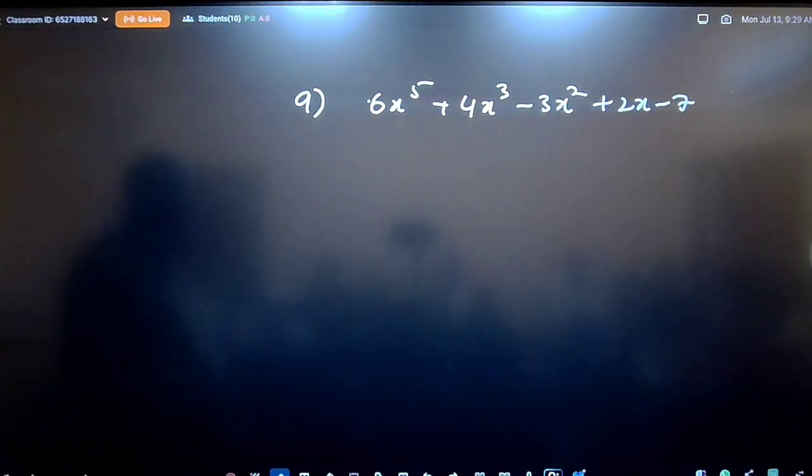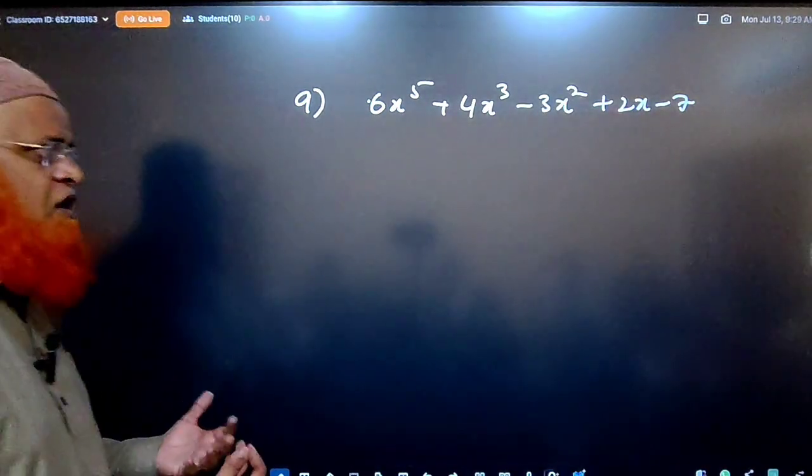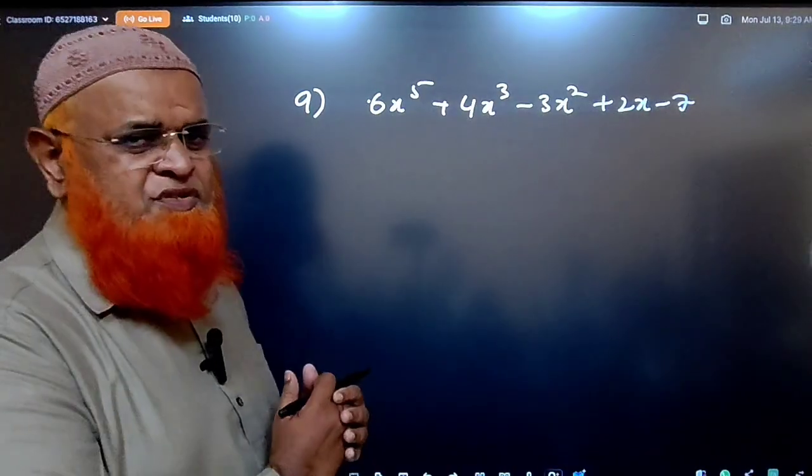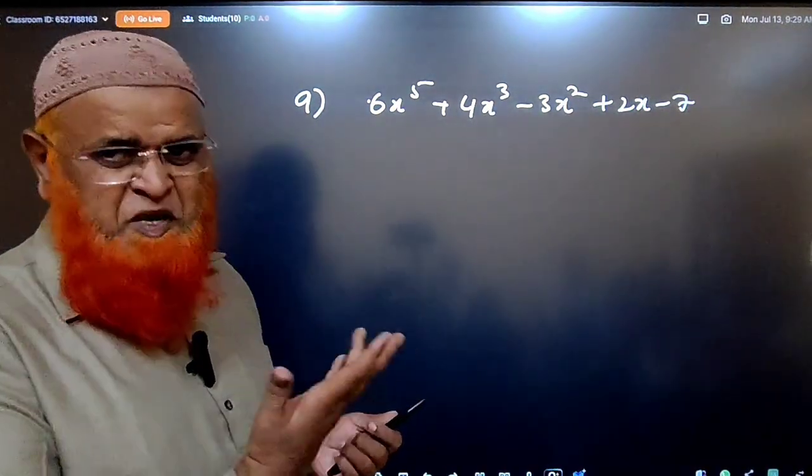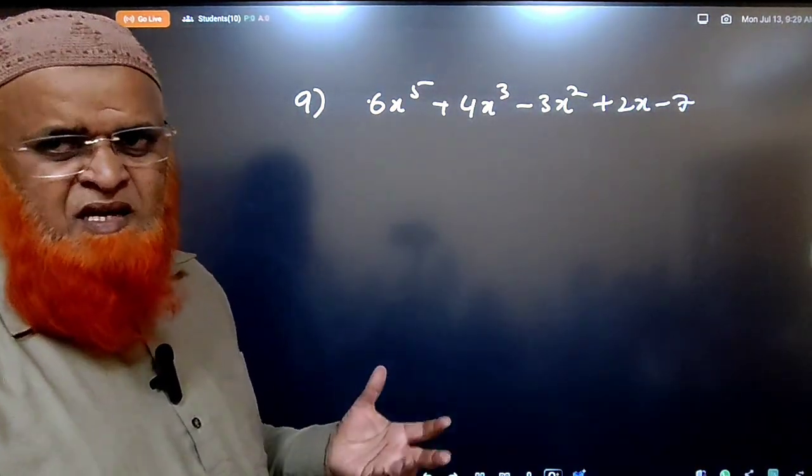So now this one, differentiate. As you have become habituated to doing single terms, now you should be able to do the expression also without having separate steps.